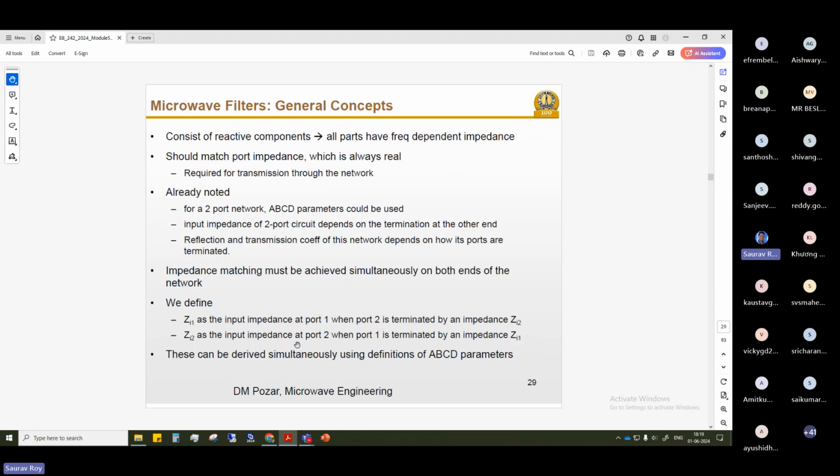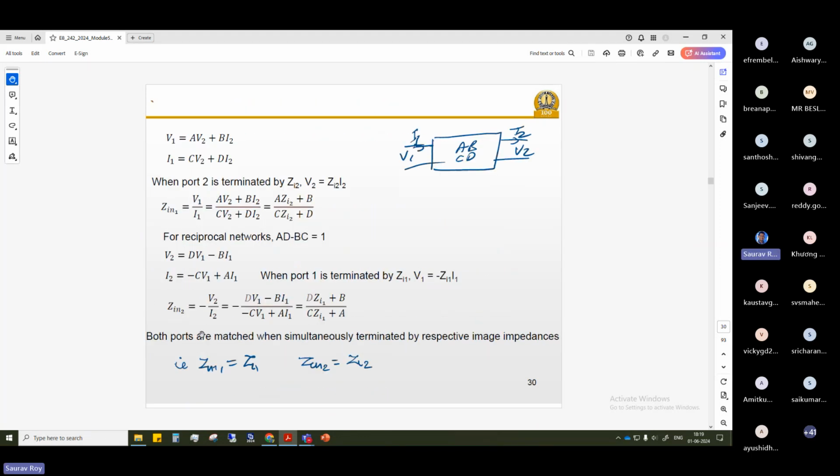What are these? You see here also, ZI1 and ZI2. So if you terminate the second port with Zi2, you will get an input impedance at the first port as Zi1. Okay, so that is called image. Or the opposite, vice versa: if you terminate the first port with Zi1, you will get the output impedance at the second port as Zi2.